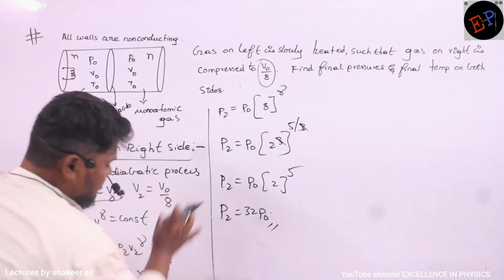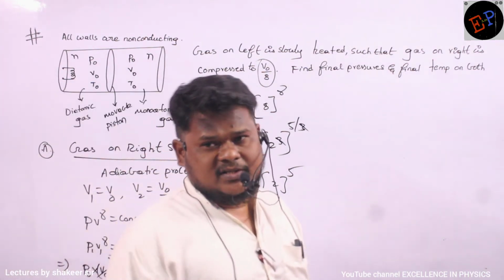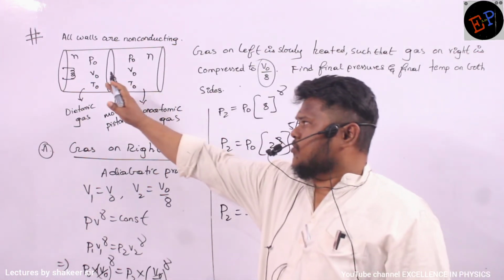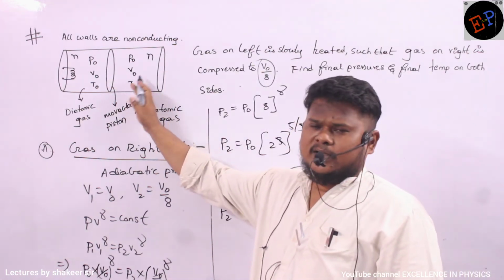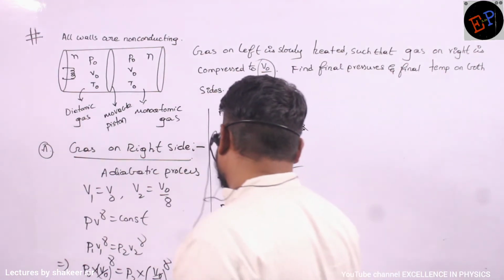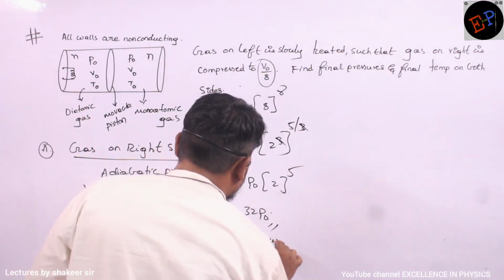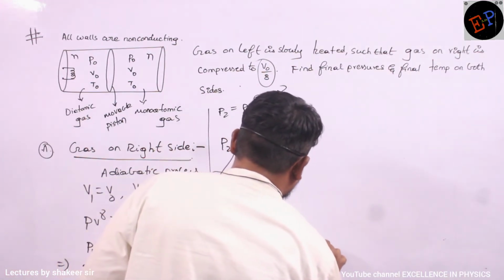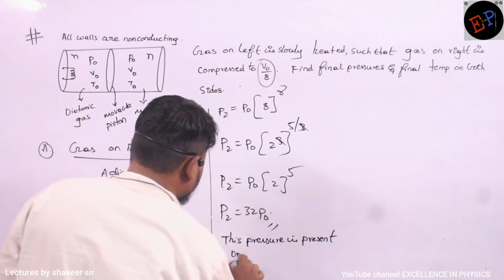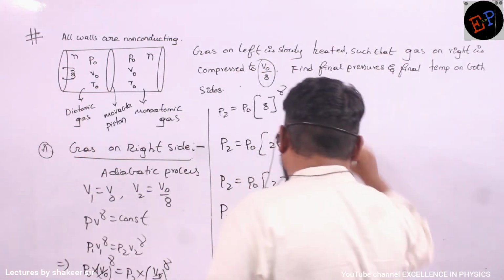So this is the final pressure on which side? On both sides. Because if the piston moves up to some distance and then stops, it means the same pressure exists on both the sides. So I say this pressure is present on both sides, the same pressure on both sides. So this is the final pressure.